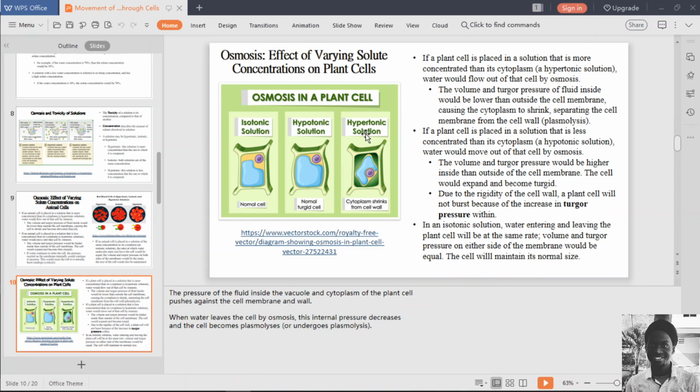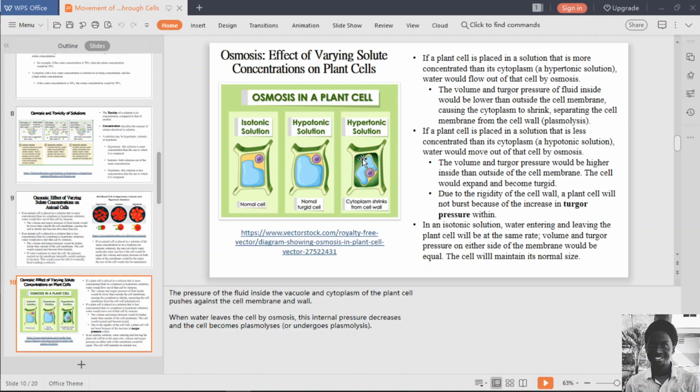Now, if a plant cell is placed in a solution that is more concentrated than its cytoplasm, that is a hypertonic solution, water would flow out of the cell by osmosis. The volume and turgor pressure inside the membrane would be lower than the volume and pressure outside the membrane. And because of that, the cell membrane would be separated from the cell wall, right? Causing the cell to become plasmolyzed, or plasmolysis to occur. Okay, that is what happened here.